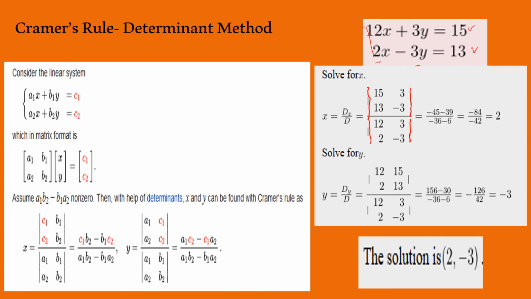The same way for y, you can find dy divided by d, which is the determinant of 12, 15, 2, 13, and the determinant 12, 3, 2, negative 3 will give us negative 3, and the solution will be 2, negative 3.